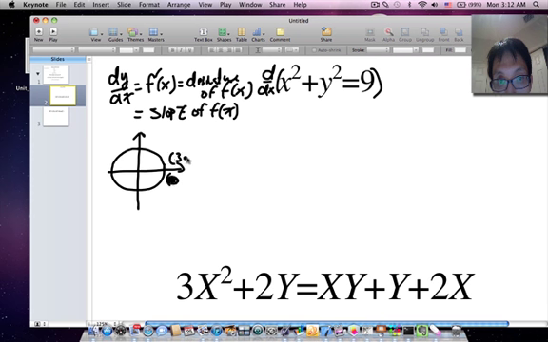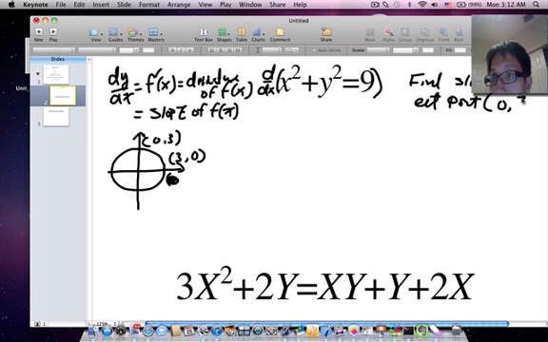So here is (3, 0), and here is (0, 3). Let's say I want to find the slope. Sometimes they don't ask you to find the implicit derivative; sometimes they say, I want to find the slope at point (0, 3). In this case, we know slope is the derivative. The derivative is dy/dx. So here's actually a very simple question, if you recognize the fact that dy/dx equals slope.